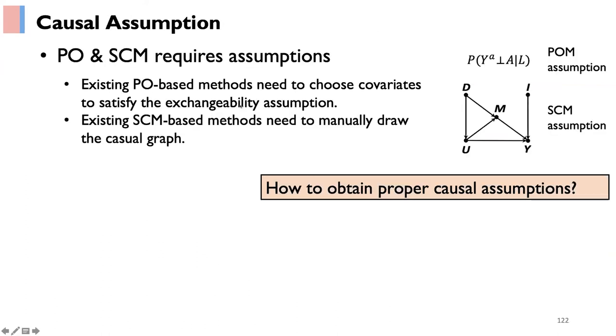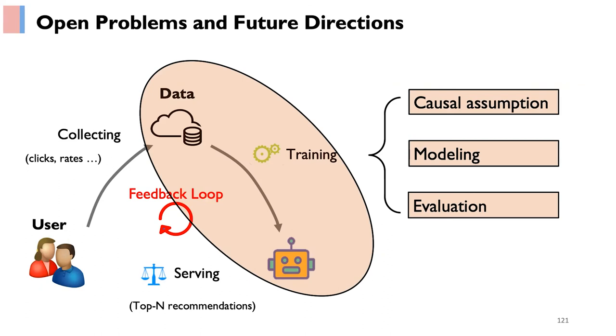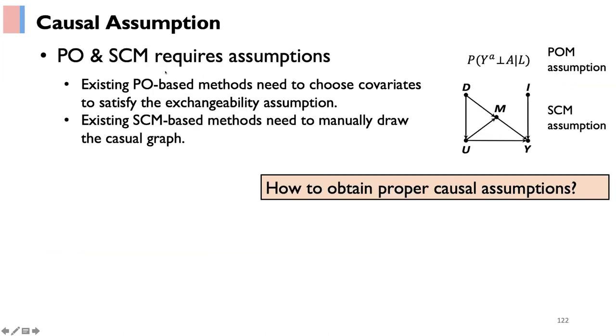And so we also present the future directions from this. We also split the future directions from these three perspectives. About causal assumption, as aforementioned, both the potential outcome and structured causal model frameworks require causal assumptions. For example, the potential outcome-based methods need to choose the covariates to satisfy the unexchangeability assumption, and the structured causal model needs to manually draw the causal graph.